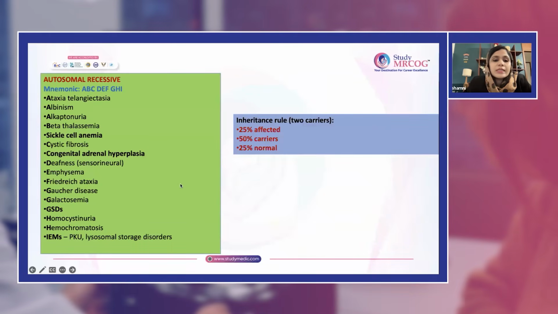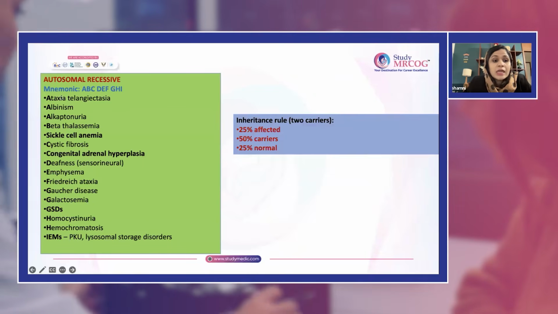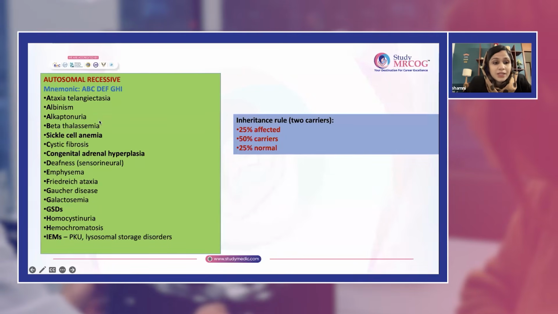So this is a box. This definitely you will get a question from this. Autosomal recessive disorders. The mnemonic is A, B, C, D, E, F, G, H, I.